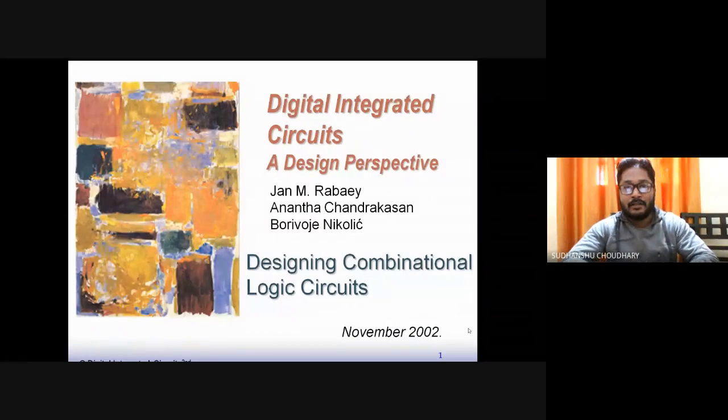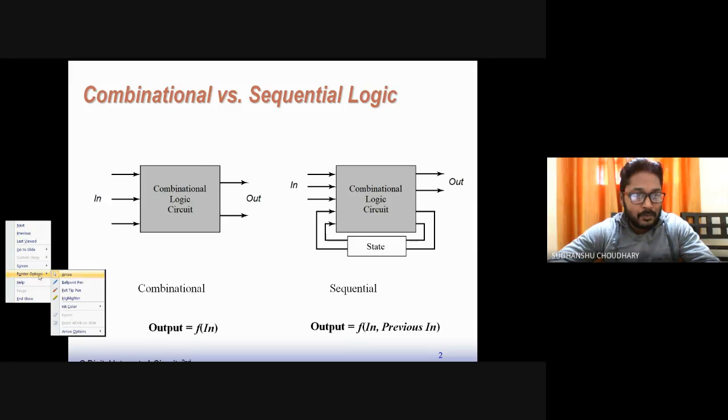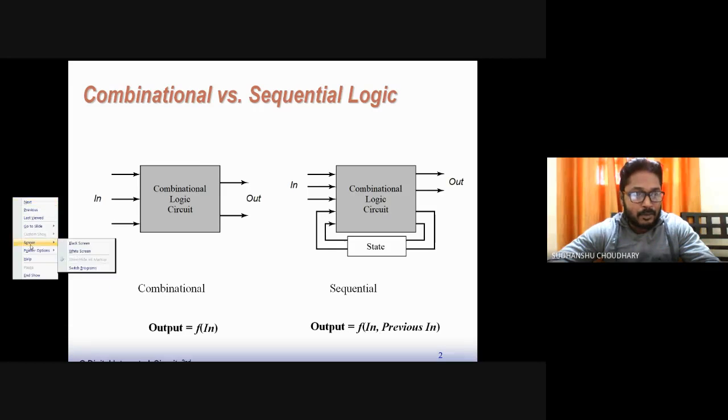Yeah, so now let us talk about how to design the combinational logic circuits using the same CMOS style. So we'll talk about the combinational logic circuit design in this portion of the course. So you see, a difference between a combinational and sequential logic could be that in a combinational logic, the outputs are function of present inputs only, right? So in a combinational logic circuit, the outputs are function of present inputs only.